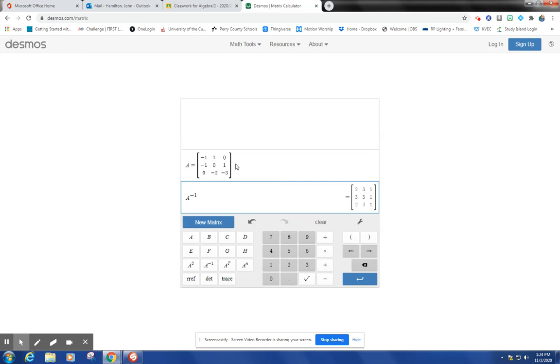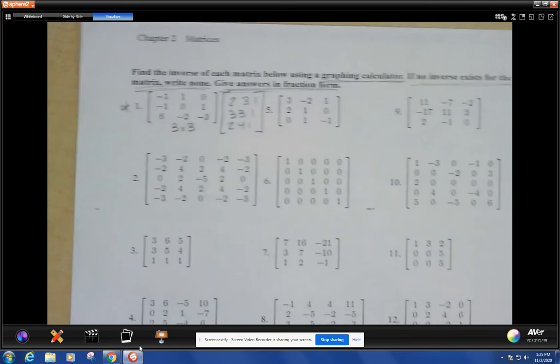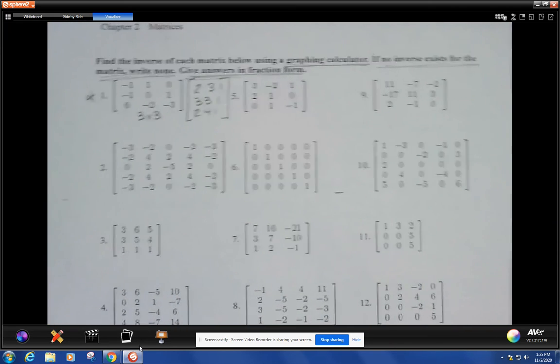So this is my original matrix that I was working with. This is the inverse of that matrix, okay? So all of this right here would be your answer. That's actually what you're going to put into your form. So first row is 2, 3, 1. Second row is 3, 3, 1. And third row is 2, 4, 1. So we would write that in our form right there, and that would be our answer for number 1.